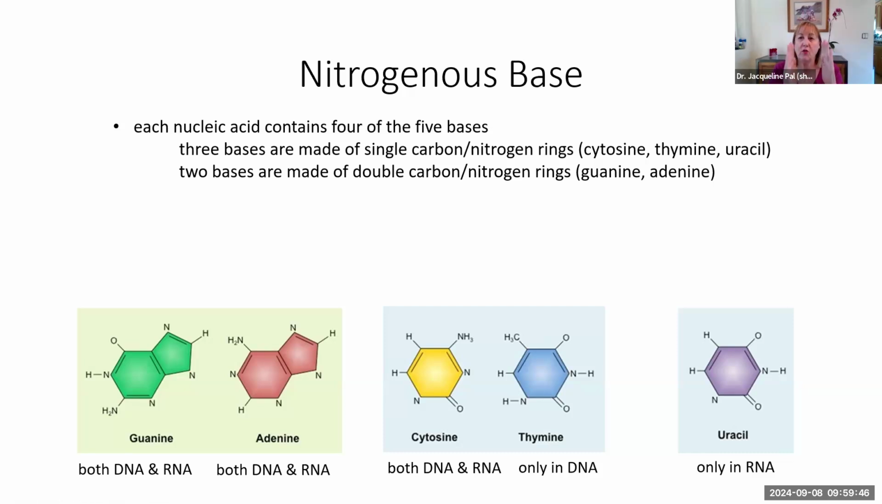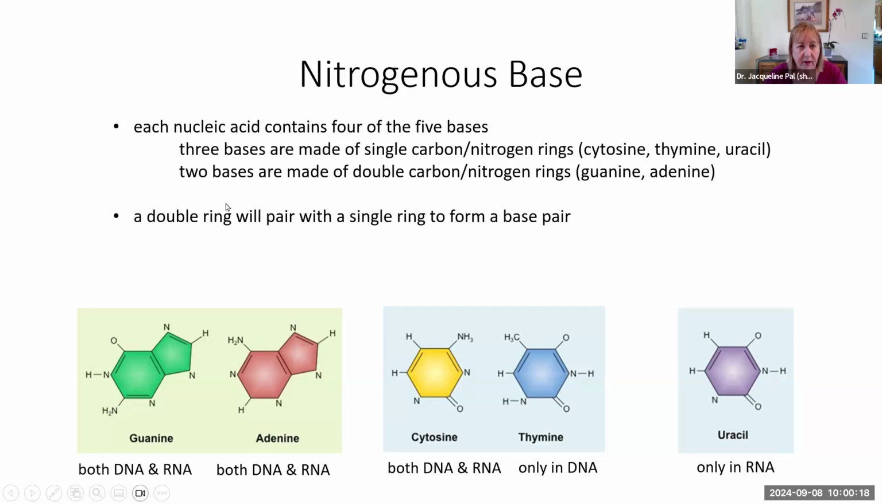Now, for DNA, in order to get that equal spacing, we have to have 3 rings going across, which means one of the double carbon ring bases, guanine and adenine, has to pair up with one of the single carbon ring bases. And it's not willy-nilly. They pair up with specific partners. Guanine always pairs up with cytosine, whether it's DNA or RNA.